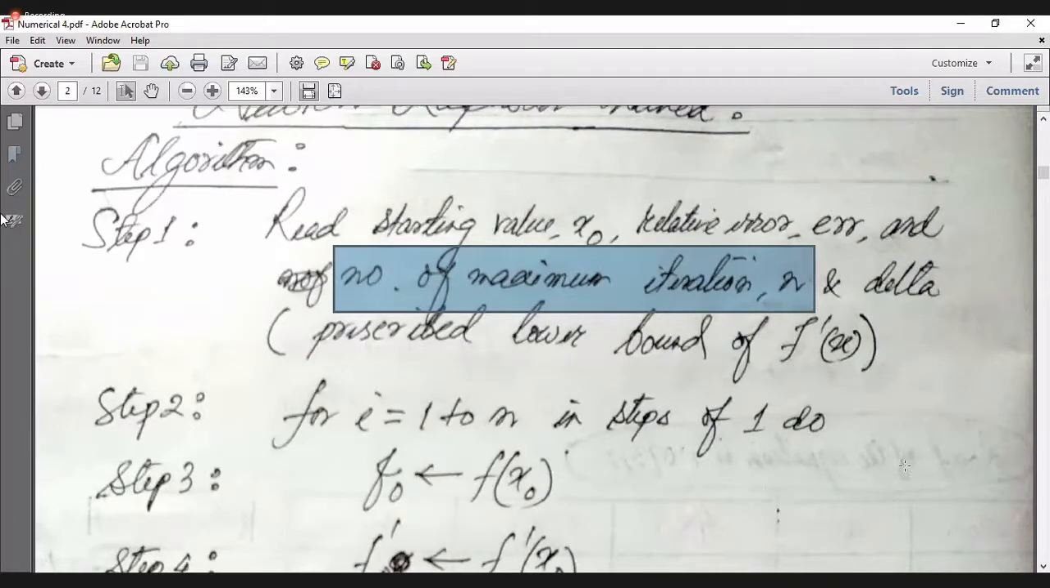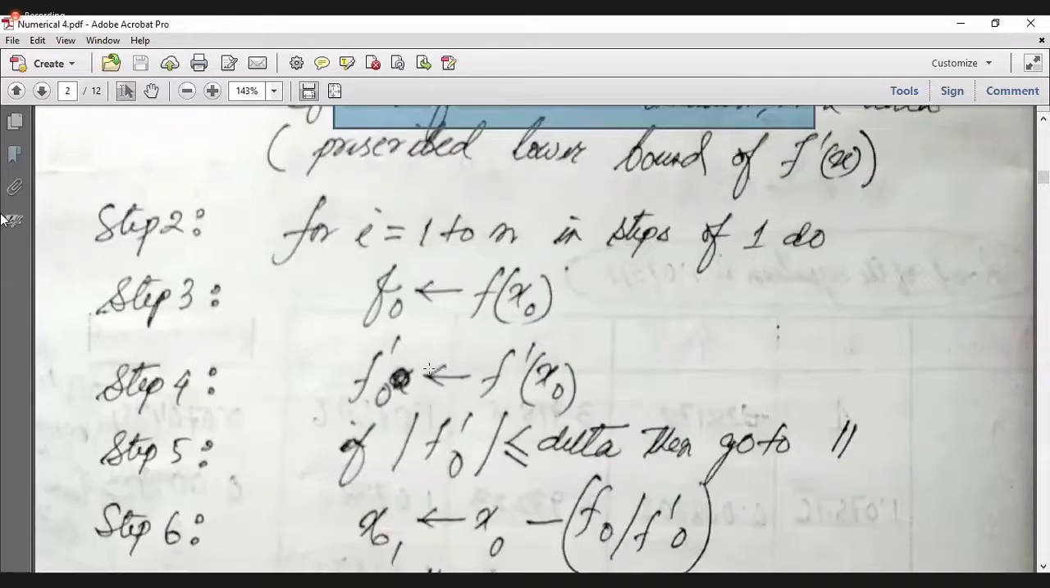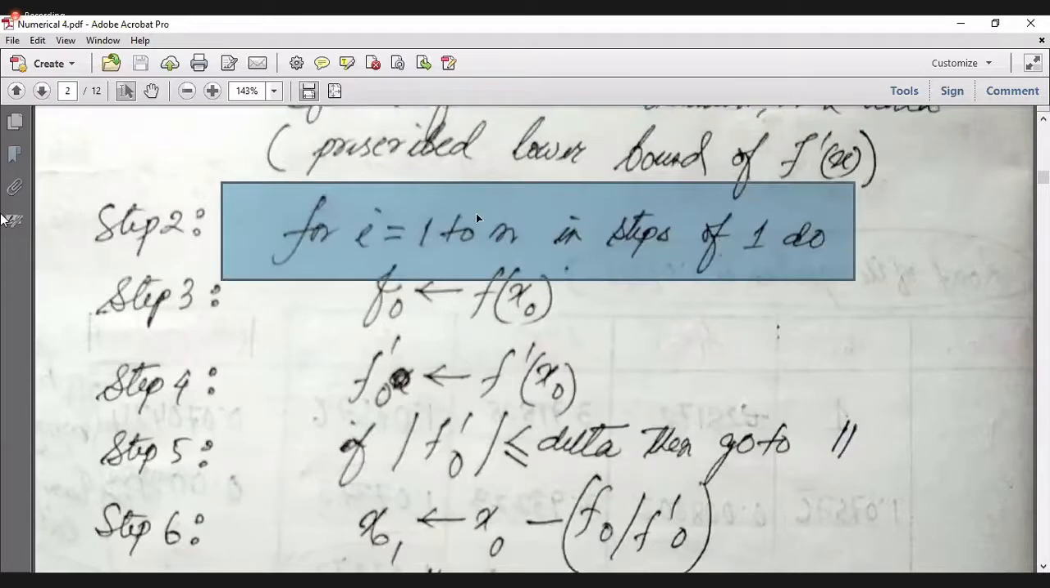So I will show you here. Now, let us say this is the condition. What I am saying is that n may be 20 or 30.